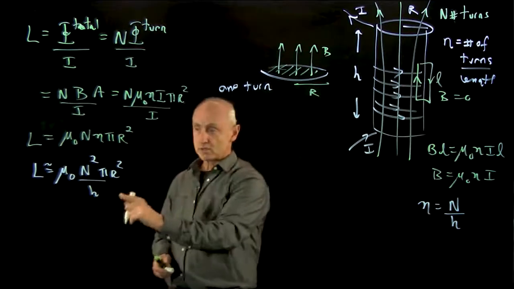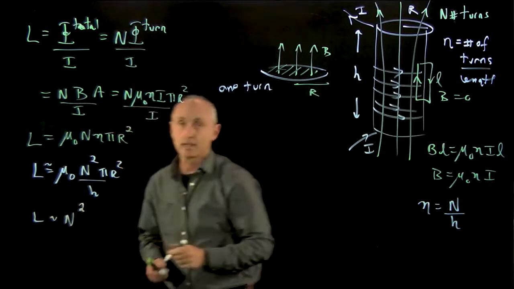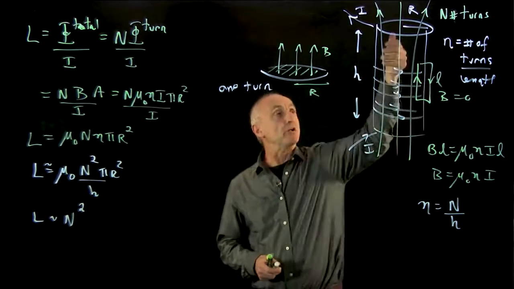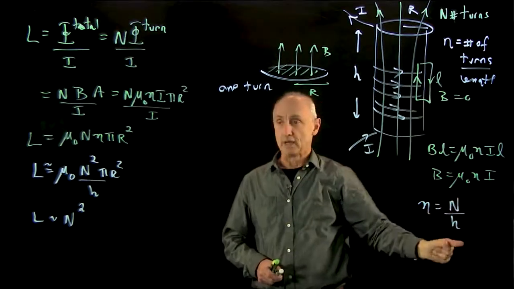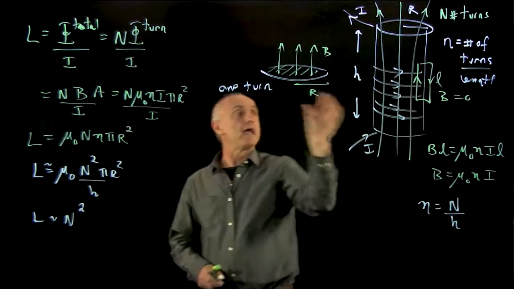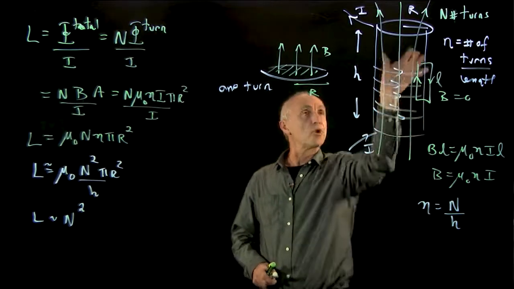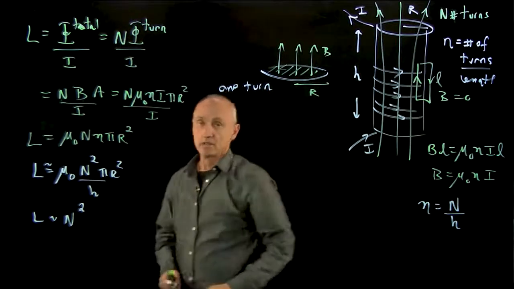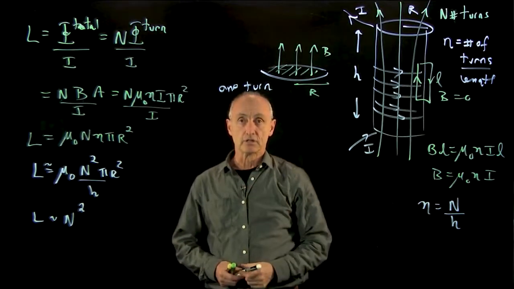Now, what's really important to realize here is that L is proportional to N squared. Why is that true? Because the B field depends on the turn density, N divided by h. So the B field will depend on N. And the total flux in the solenoid that we need to calculate self-induction depends on the total number of turns itself, and that's the other factor of N. And that's why the self-inductance depends on N squared. And this is a typical calculation for self-induction.